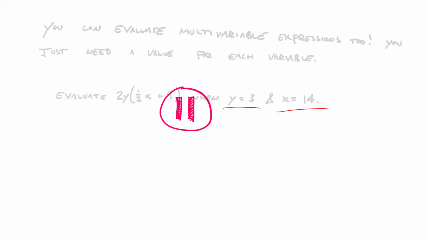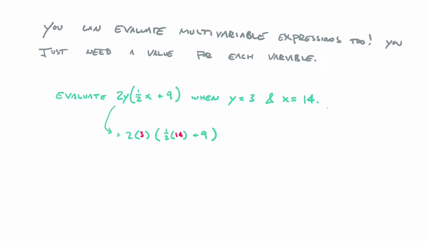Welcome back. Whether or not you pause the video, we're going to go ahead and go through this now. I'm just going to plug in 3 for y, again using the parentheses, and 14 for x. 2 times 3 is 6, right? That's where I'm getting this thing. 1/2 times 14, that's the same as 14 divided by 2, or 14 halves, which is 7.